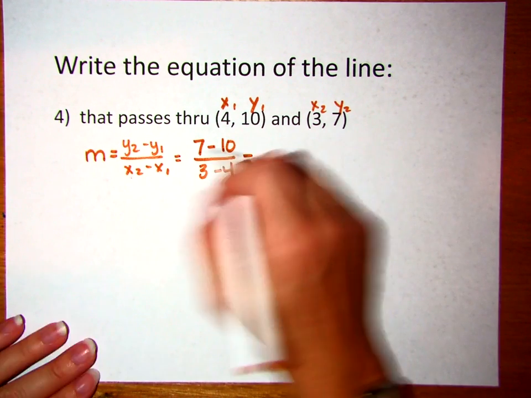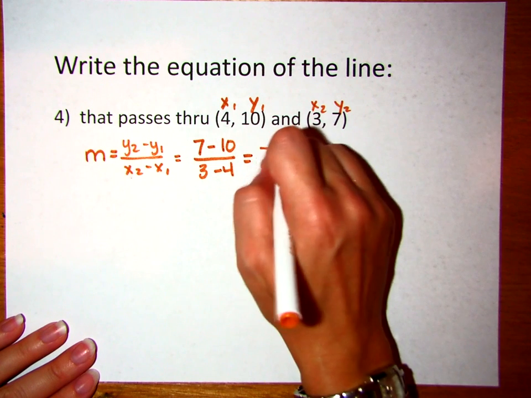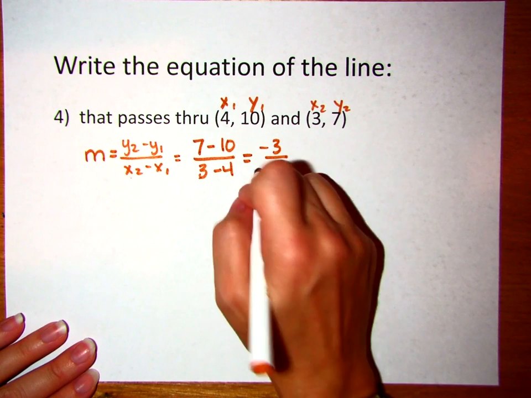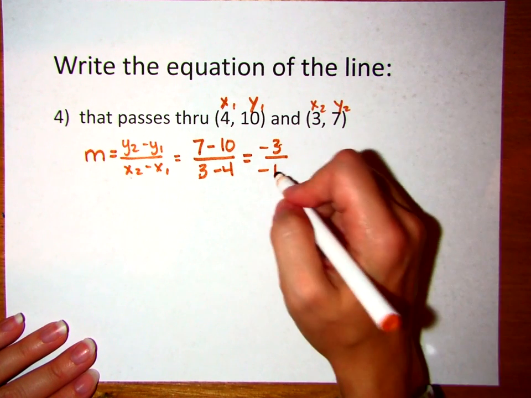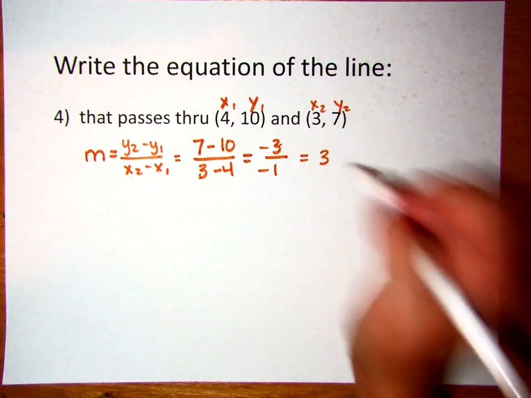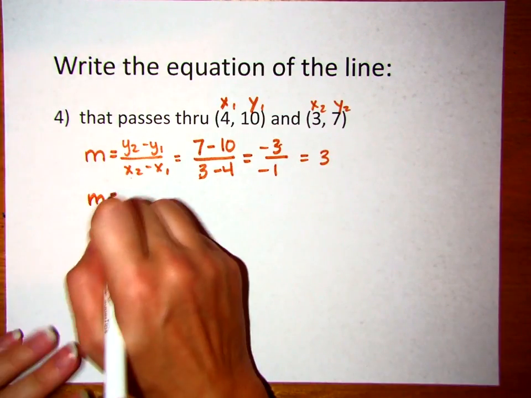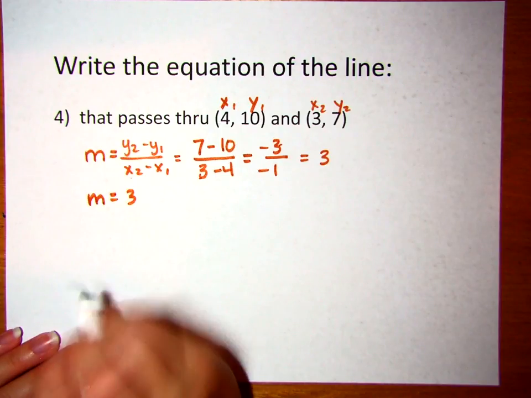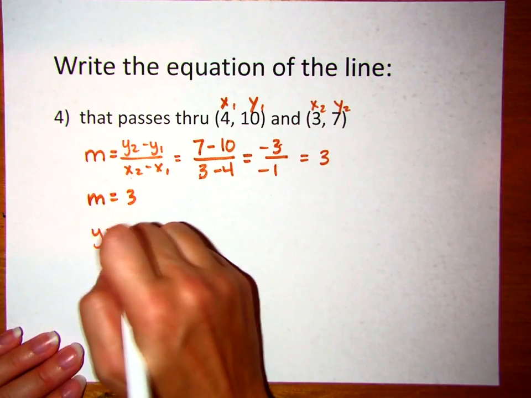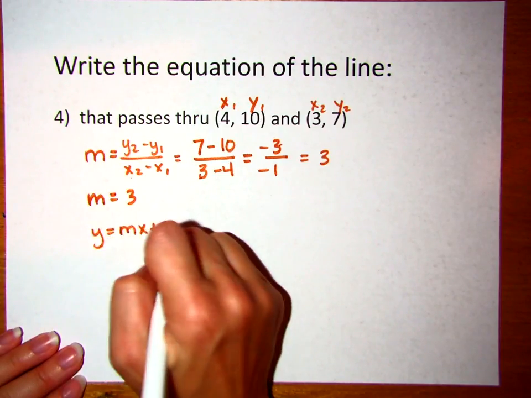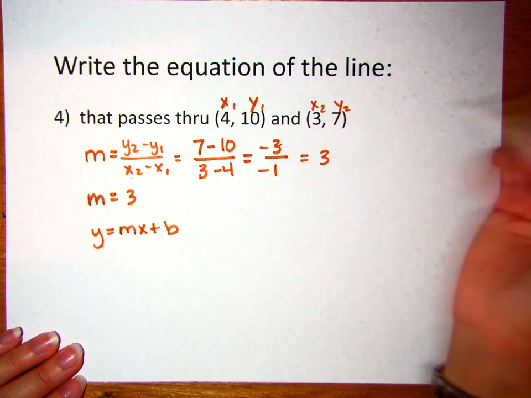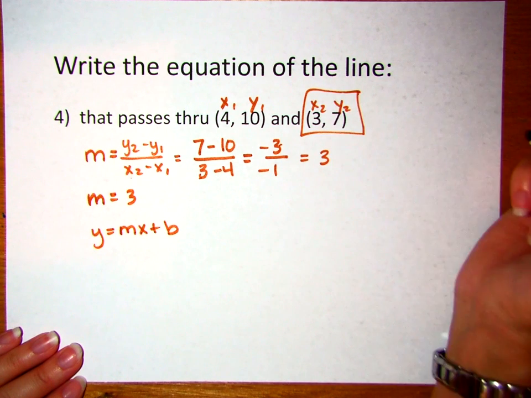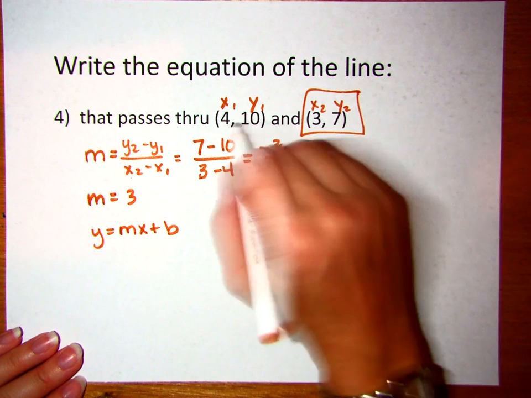And now we simplify this. 7 minus 10 is negative 3, over 3 minus 4, which is negative 1. Negative 3 divided by negative 1 is 3. So I finally got that the slope is 3, but we don't know what the b is. That's the other piece of information we need. So let's go back to the slope-intercept form of an equation. I'm going to just pick one of these points. I'm going to pick this point right here because it's smaller in numbers. But either one would work.